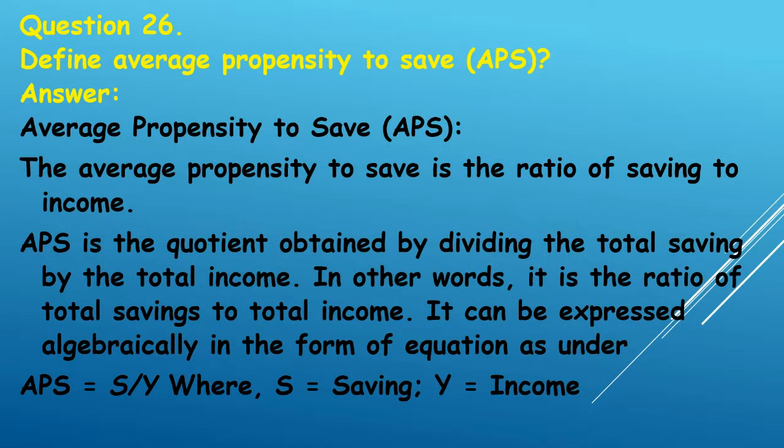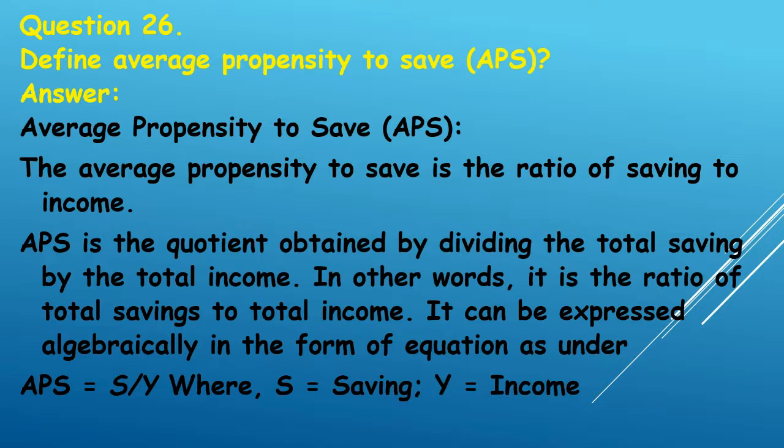Next question, average propensity to save. What have I taught about average? It is a ratio of propensity. The average propensity to save is a ratio of saving and income. Propensity to save is a relationship between saving and income, and average is just the ratio. APS is a quotient obtained by dividing the total saving by the total income.